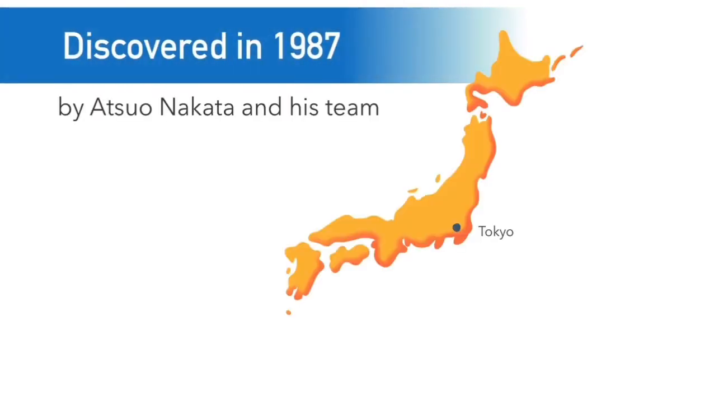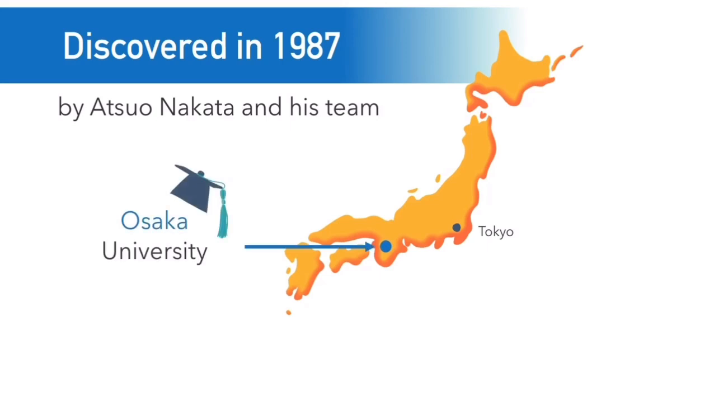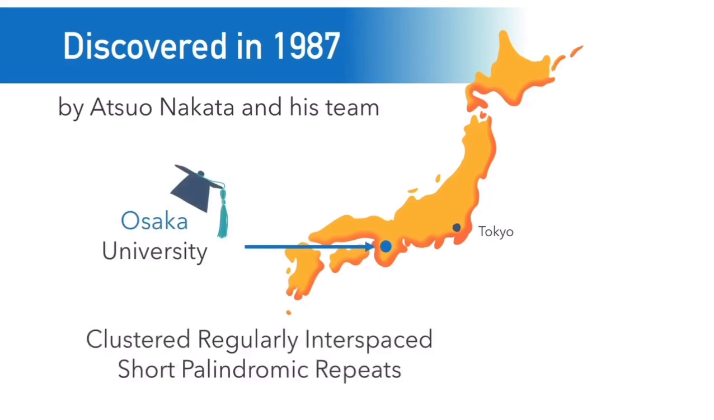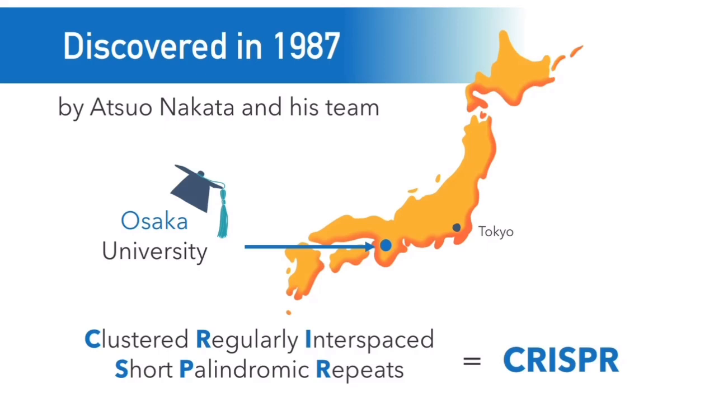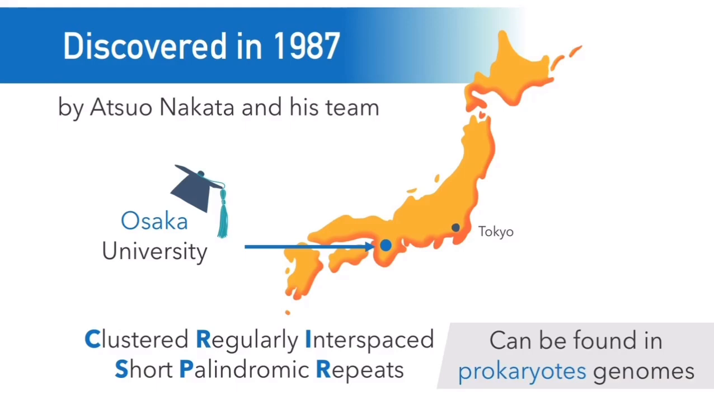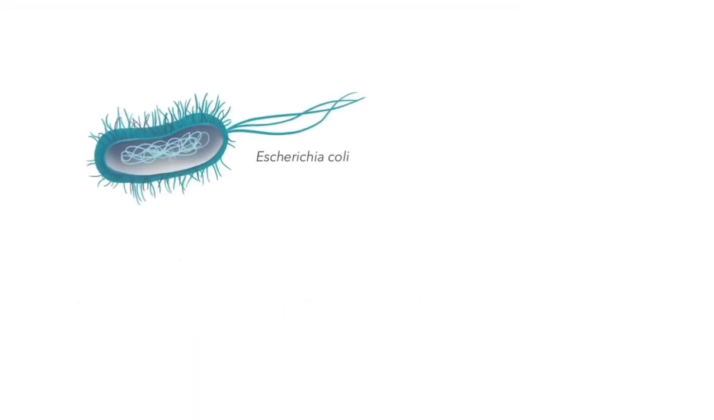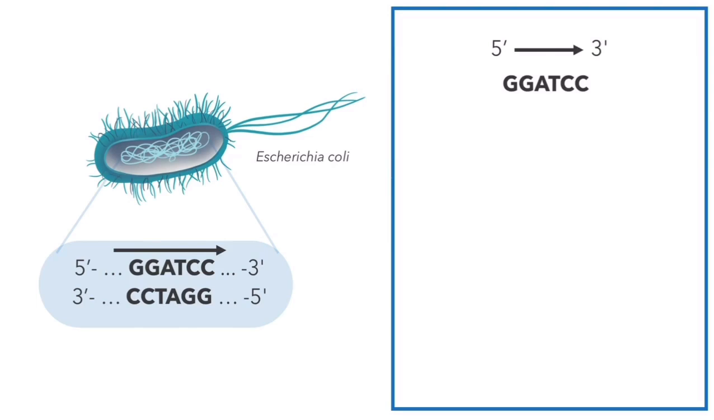In 1987, Atsuo Nakata and his team of researchers from Osaka University in Japan first reported the presence of clustered, regularly interspaced, short palindromic repeats, abbreviated as CRISPR, in the Escherichia coli genome. The clustered, regularly interspaced short palindromic repeats refer to short and interrupted repeat sequences of DNA nucleotides found within the genome of prokaryotes. These sequences are the same when read from 5' to 3' on one strand of DNA and from 3' to 5' on the other, i.e., the complementary strand, and are hence termed palindromic repeats.